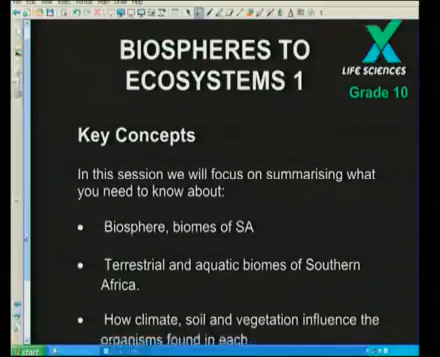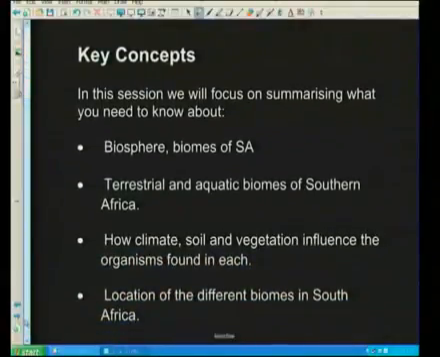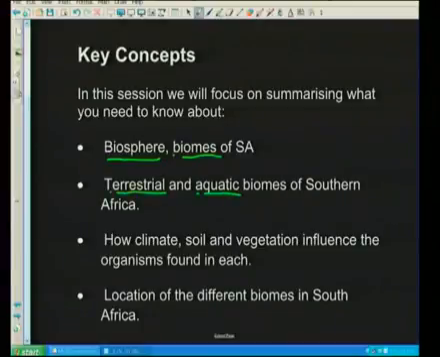First of all, you need to know that the biosphere, and then we're going on to the biomes of South Africa. Then we're going to move on to the terrestrial and aquatic biomes of Southern Africa. From there on, we're going to look at the climate, the soil, the vegetation, which are the plants, and then the location of the different biomes in our country, South Africa. So we're going to break each of these concepts down into more detail. Right, let's start and go on to the next one.